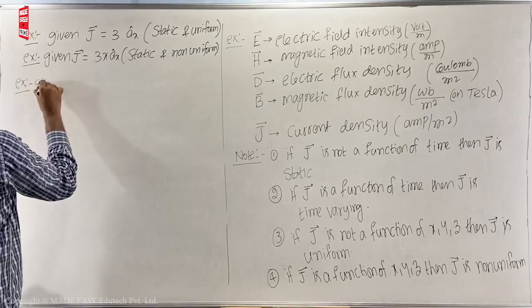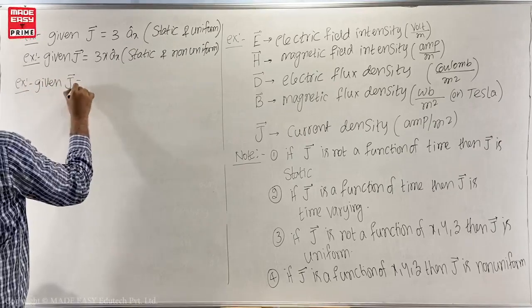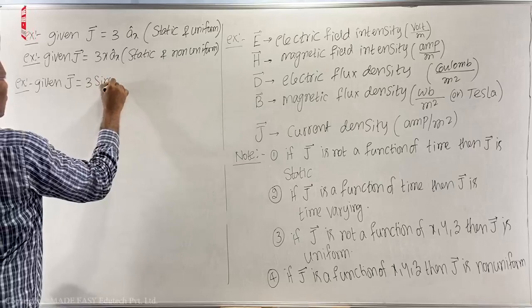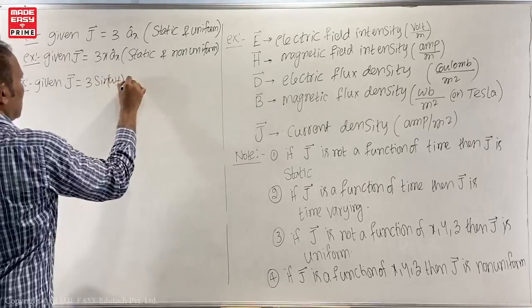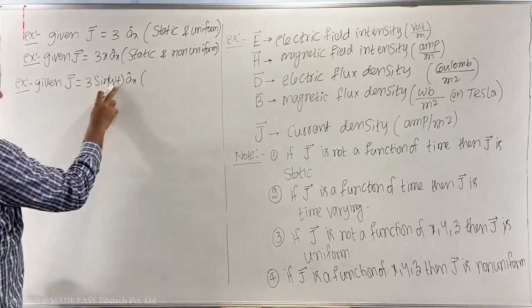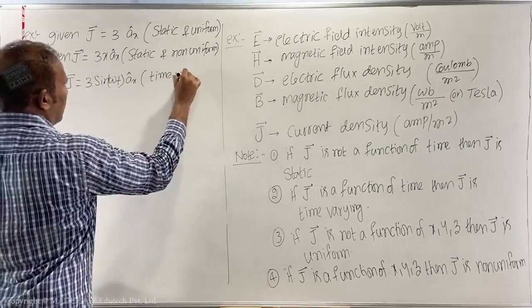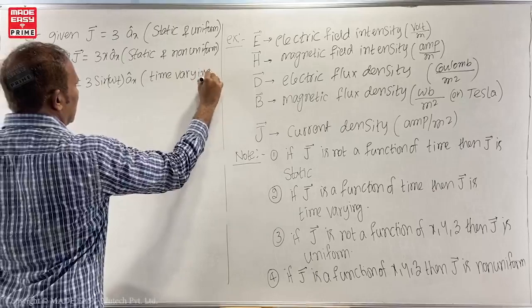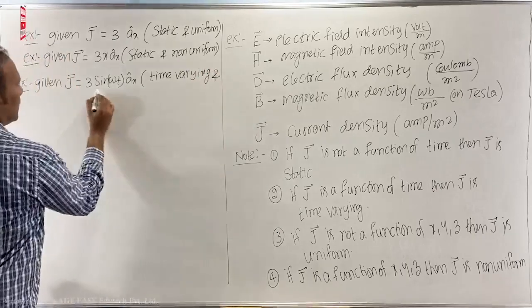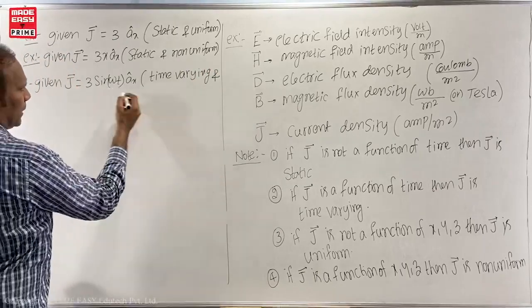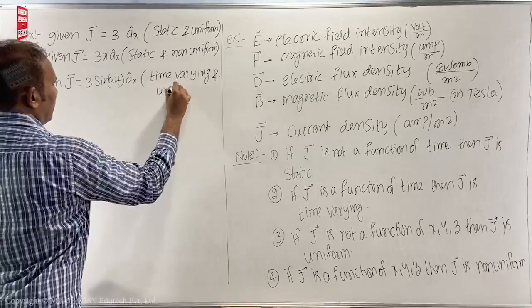Example, given J bar is equal to 3 sin omega t a_x, then it is a function of time, so you say time varying, and it is not a function of distance like x, y, z, so it is uniform.